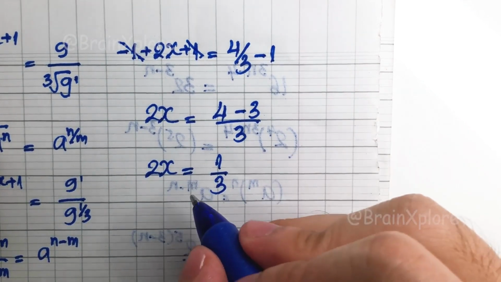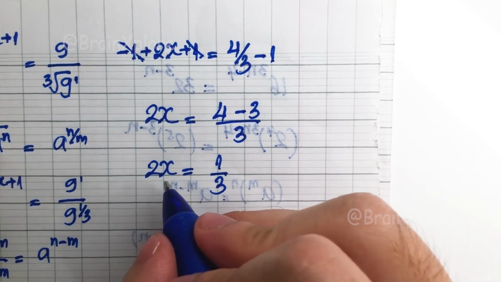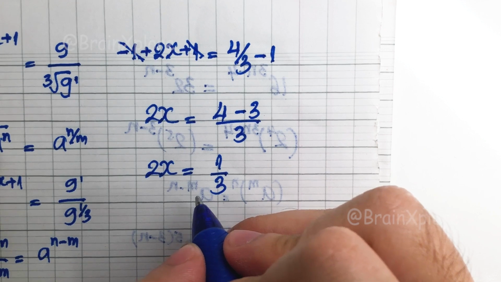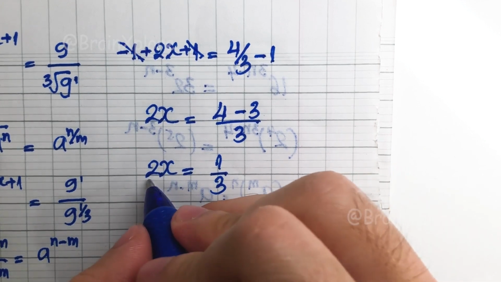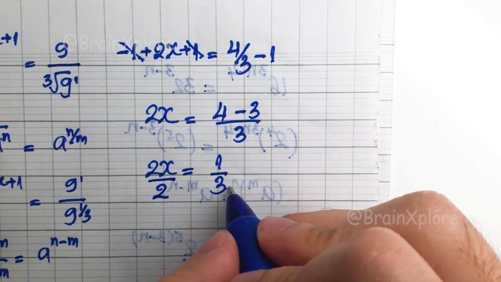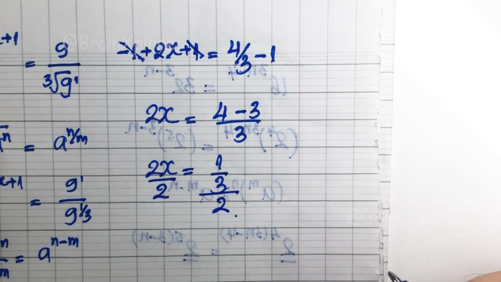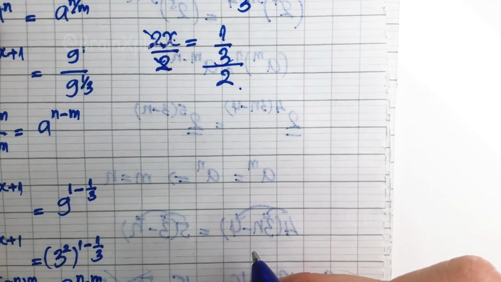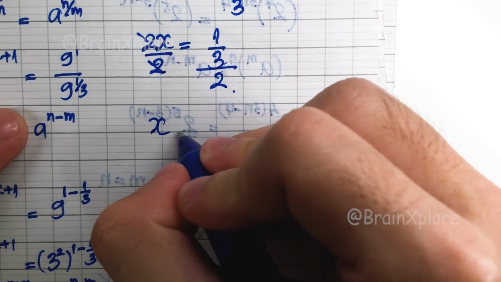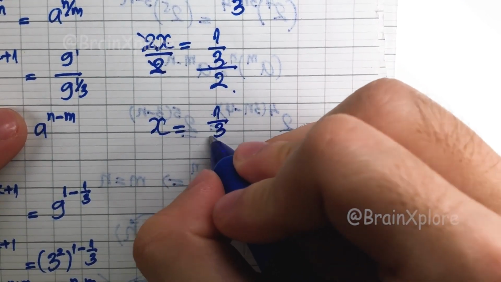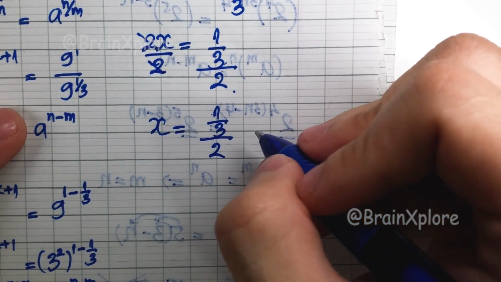Okay, so now we can see that x here has 2. So we have to remove the number 2 on the left here. So we have to divide it by 2, and this one we have to divide it as well. Okay, so now here we have only x. So we write out x equal to 1 over 3, and the whole thing is divided by 2.